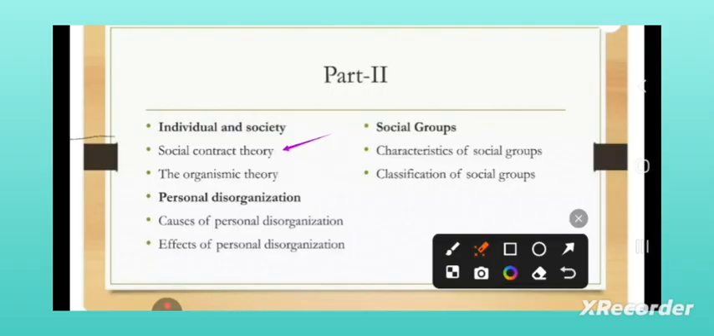It usually posits that individuals have consented, either explicitly or tacitly, to surrender some of their freedom and submit to the authority of the ruler or decision maker in exchange for protection of their remaining rights. Key theorists include Hobbes, Locke, and Rousseau.